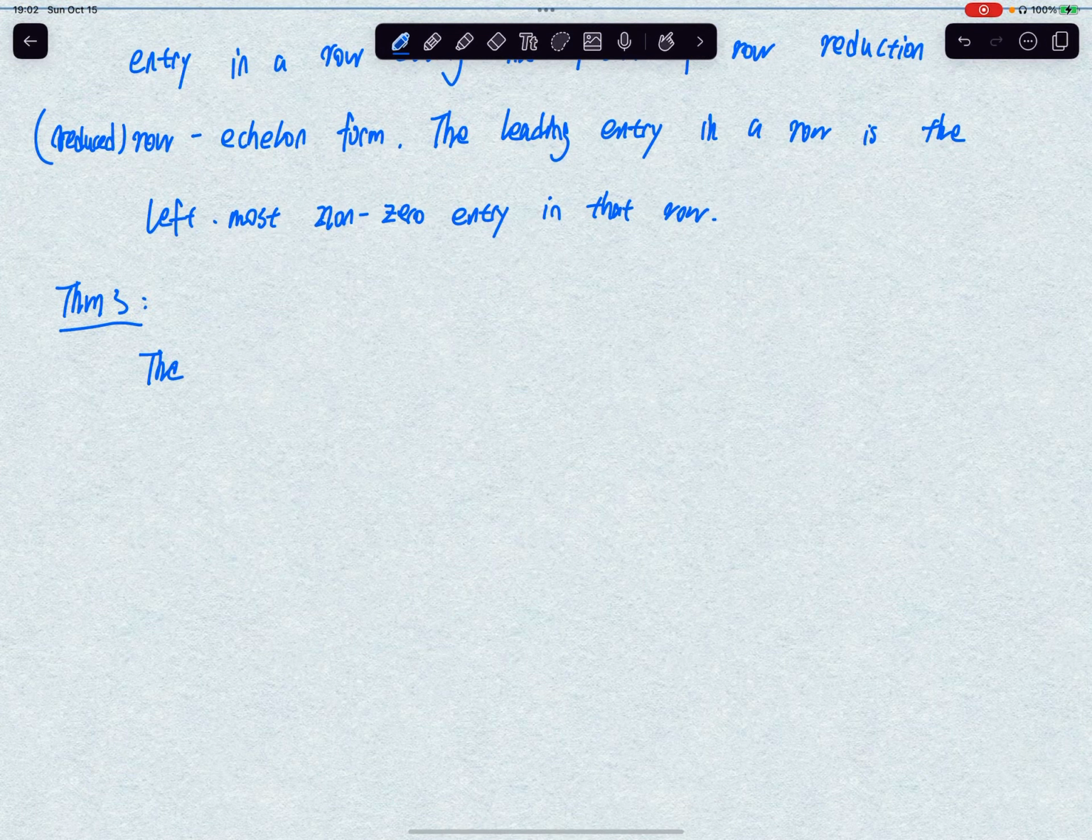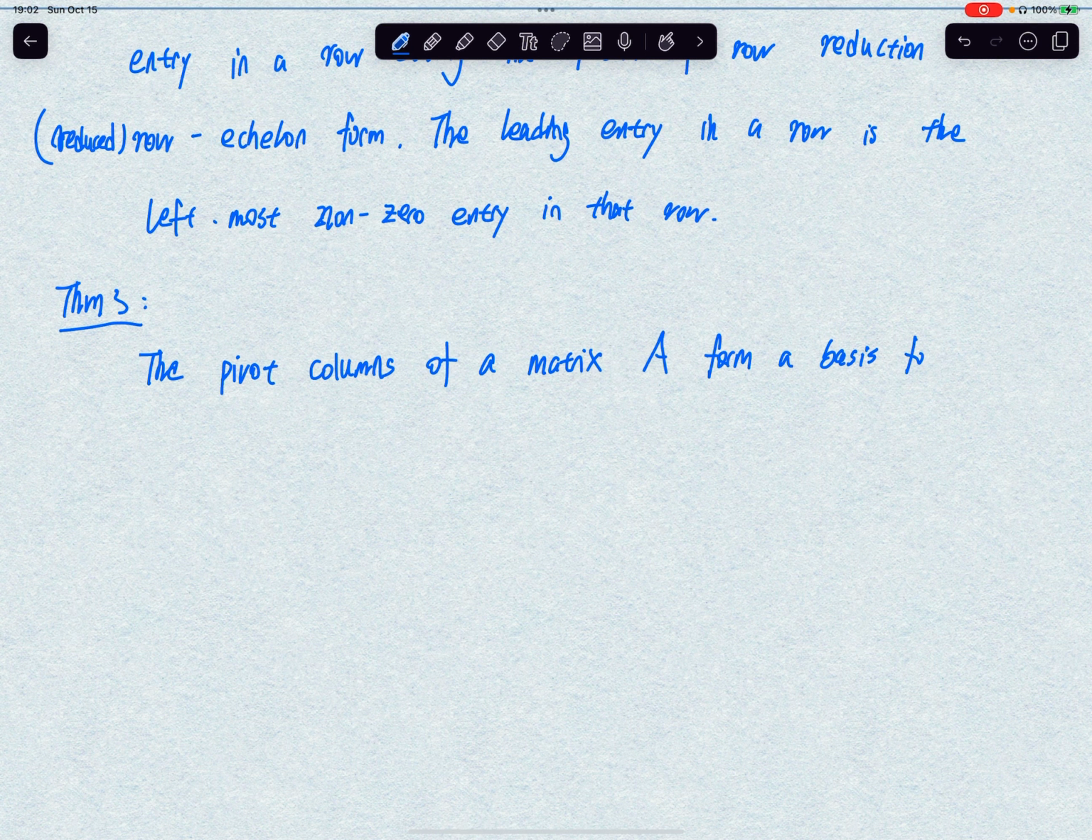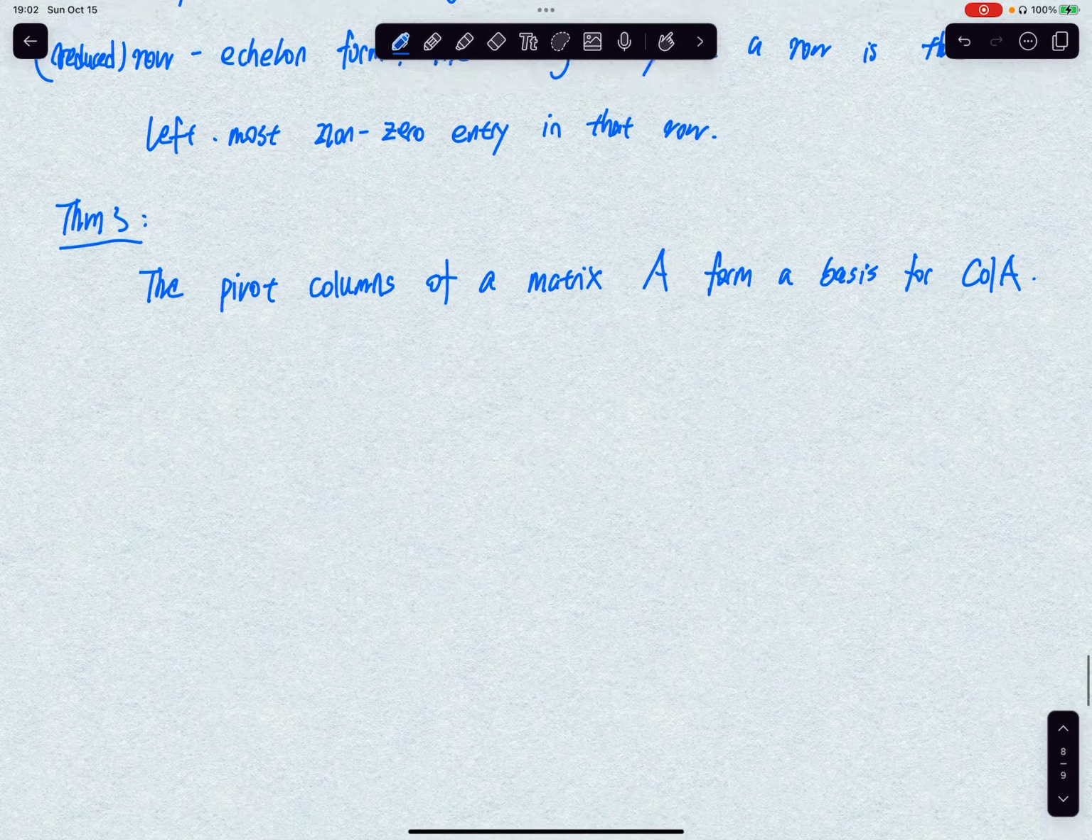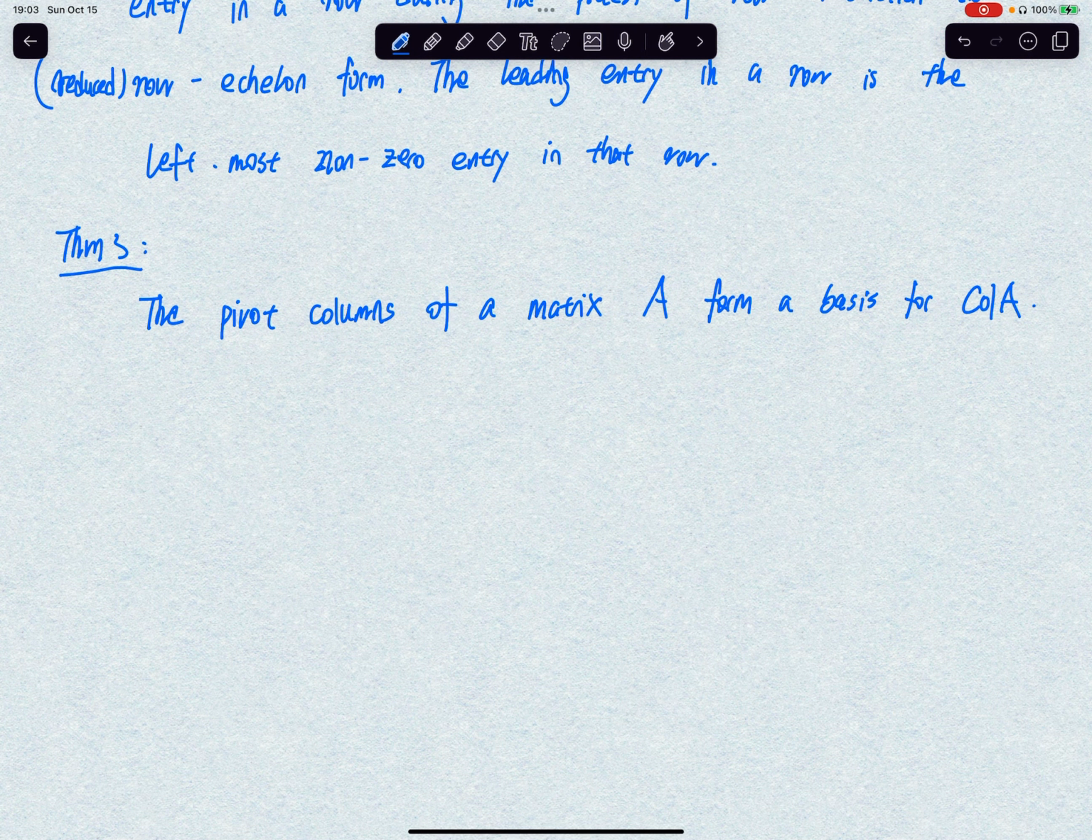That is, the pivot columns of a matrix A form a basis for the column space of A. Actually, one can prove this as an exercise.